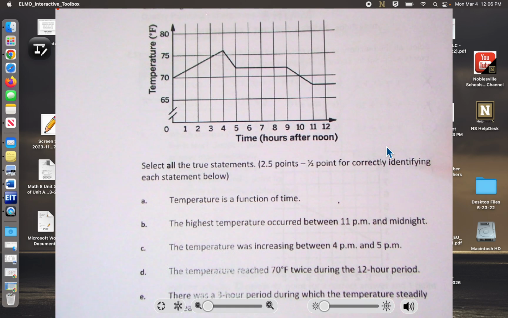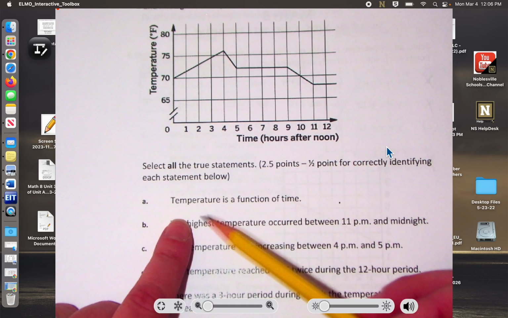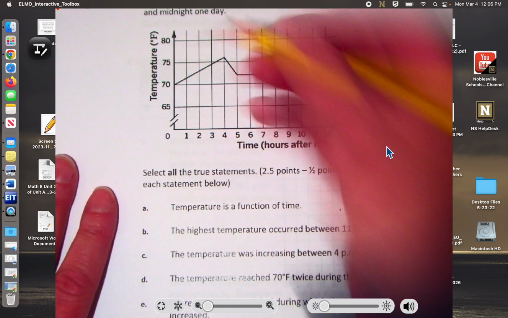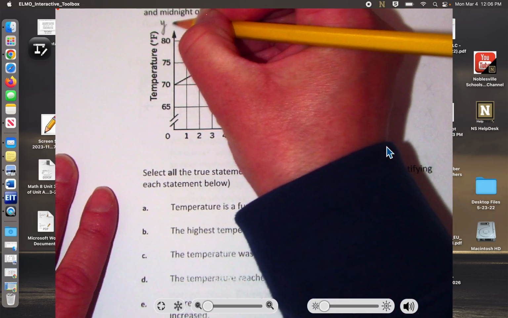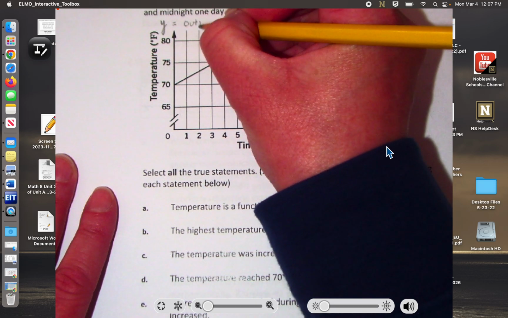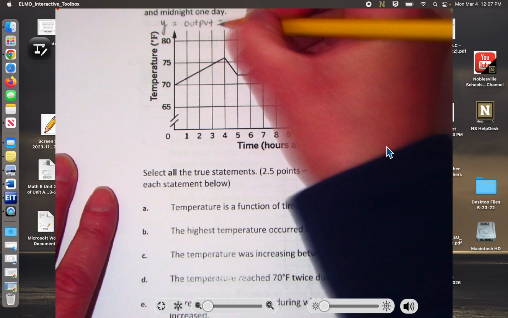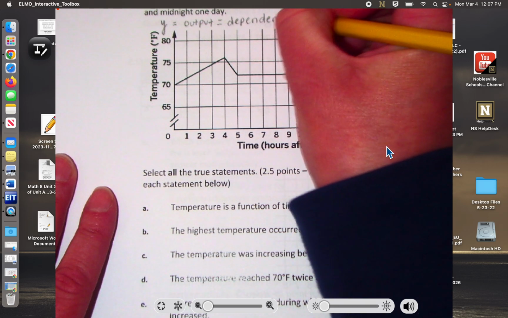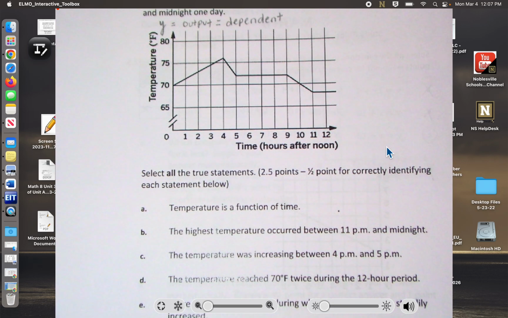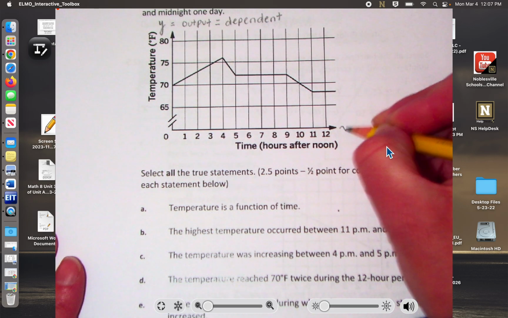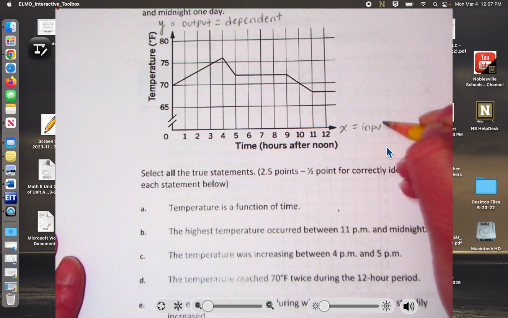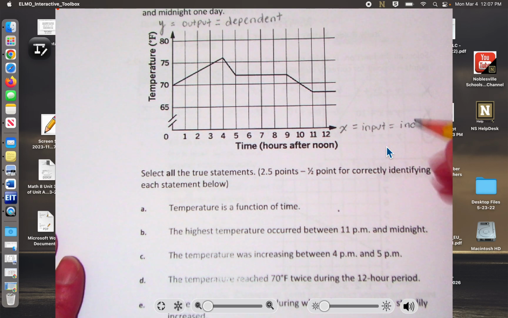Okay, so we're just going to read these and say, are they true? Is temperature a function of time? Well, let's look at our graph. Temperature is our y value. Y value is also our output. Output is also our dependent variable. Right? Which makes time our x value, which is the same as saying our input, which is the same as saying independent value.